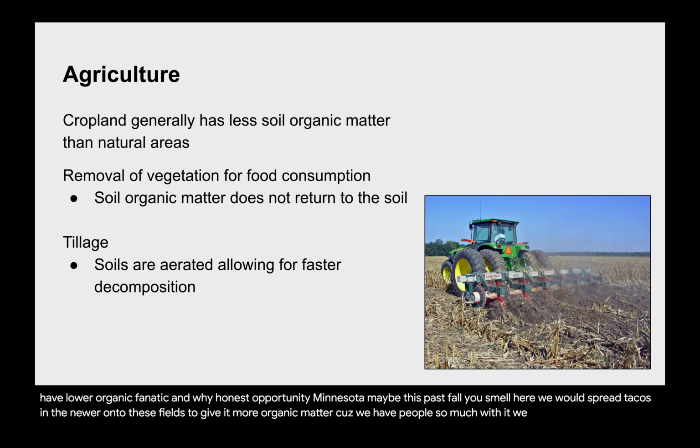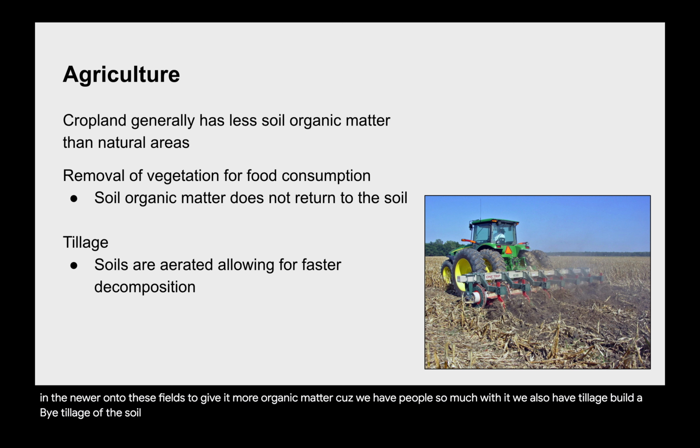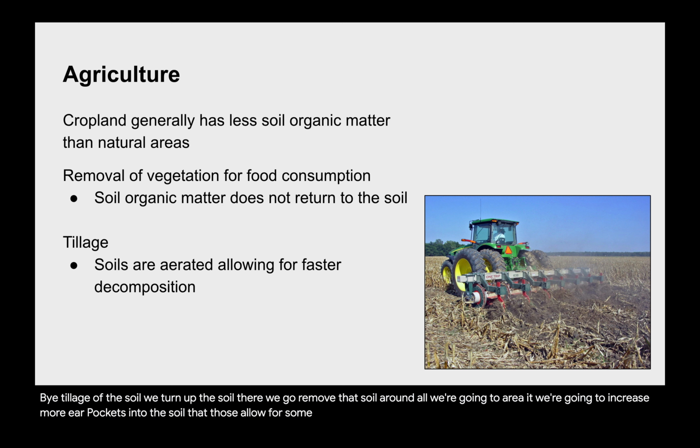We also have tillage. So when we till the soil, we turn up the soil, we move that soil around. We're going to aerate it, we're going to introduce more air pockets into the soil. That does allow for some faster decomposition, which will increase the amount of organic matter loss, because it's decomposing faster.